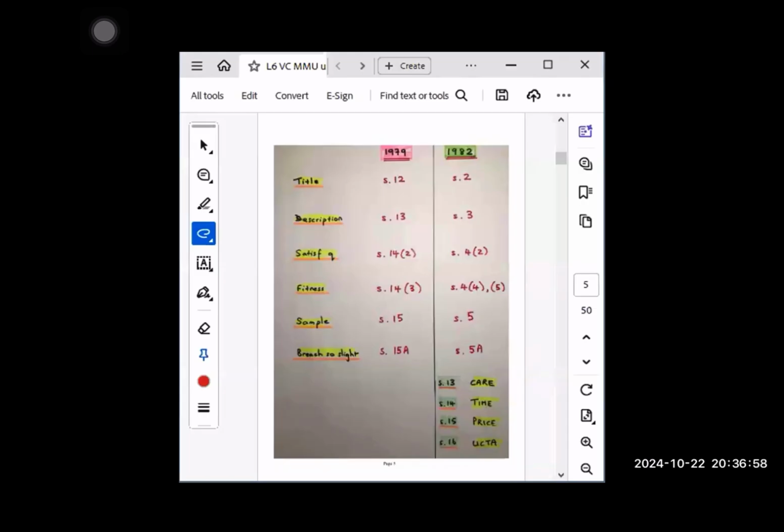You already know every detail you need for description, quality, fitness. So that will be exactly the same under the supply answer, except it's a different section number, and all you need to do is delete the 1. It's 3 and 4, 2, 4, 4, 4, 5. There are only four section numbers under the 1982 Act which are completely different, because there's no equivalent under the Sale of Goods Act. So under the 1982 Act, the only section numbers which are completely different are 13, 14, 15, and 16: care, time, price, and uptime. So let's look at these in turn.